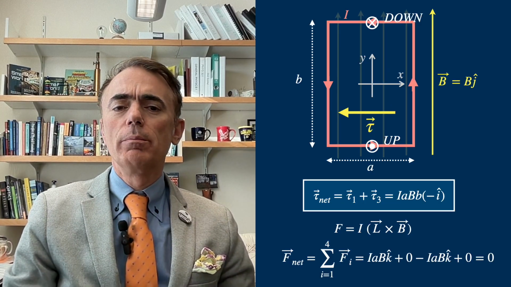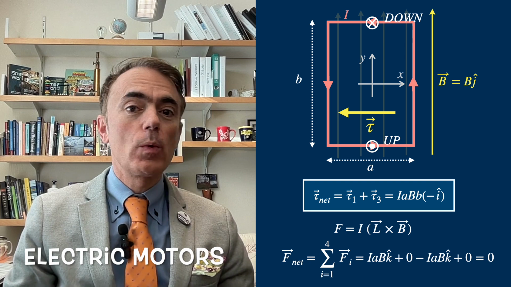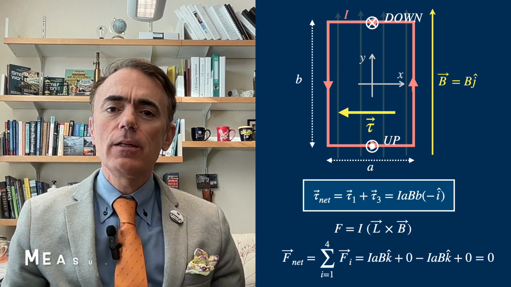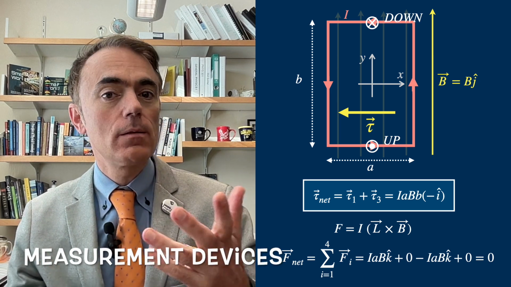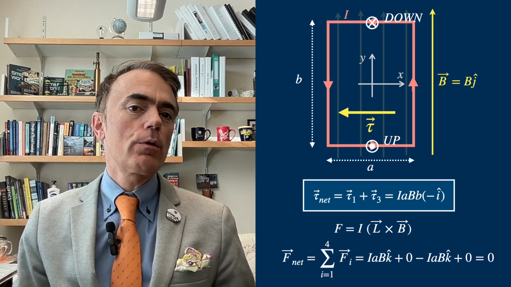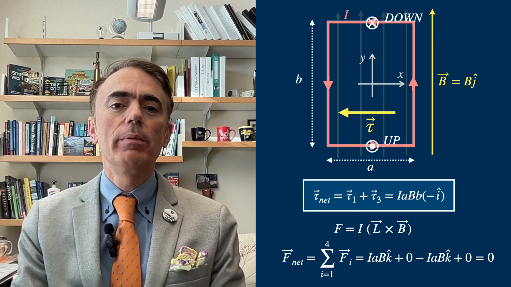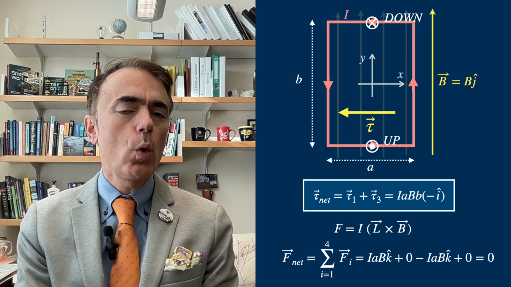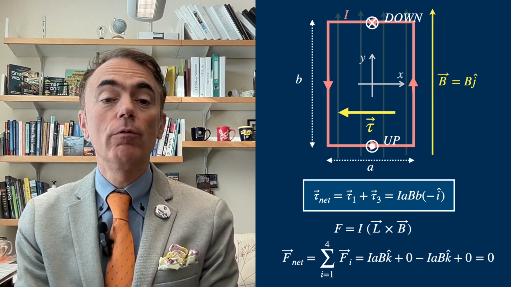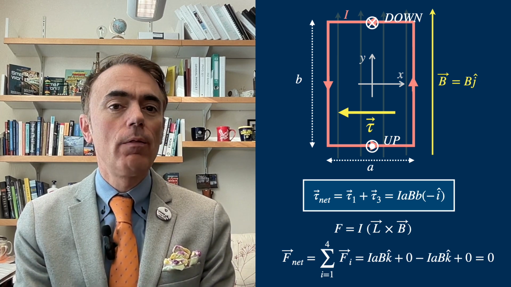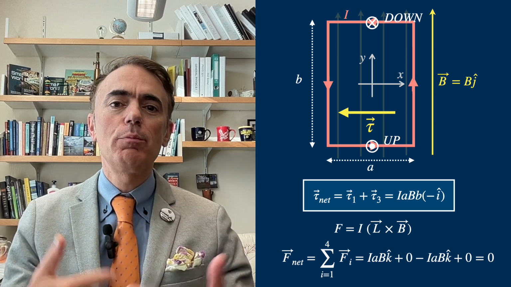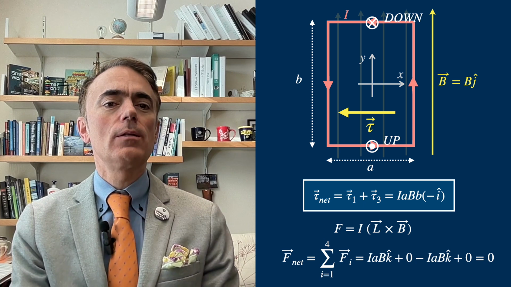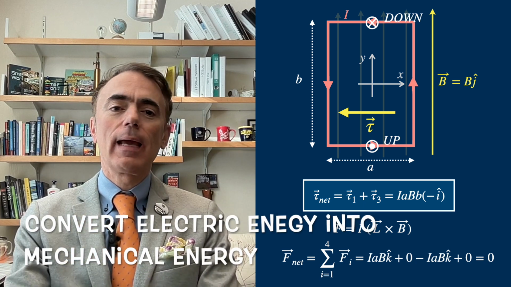The torque on a current loop forms the basis for electric motors, where magnetic fields interact with current loops to create rotational motion. Additionally, galvanometers and ammeters rely on magnetic torque to measure current by observing the rotation of a loop in a magnetic field. So, by analyzing the magnetic force and torque on a closed current loop in a uniform magnetic field, we see that while the net force is zero, the loop can still experience a torque that aligns it with the magnetic field. This torque is central to technologies that convert electrical energy into mechanical energy.